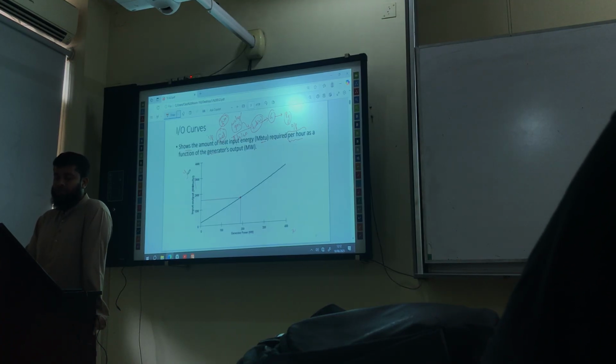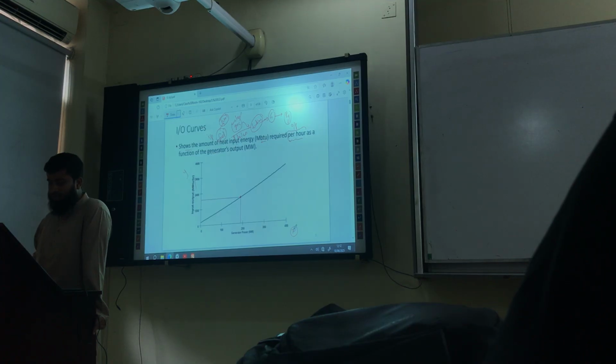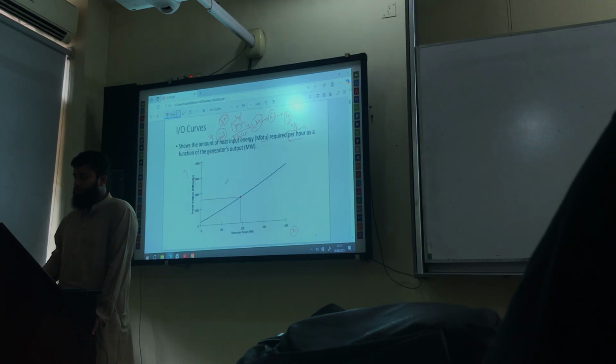Can anyone say which one is the independent axis and which one is the independent variable? Actually, the x-axis is the independent axis, right? The y-axis is the dependent axis. So here you can see that the generator power is labeled across the x-axis, and this is on the y-axis. So it means that the generator power is the independent thing and this is the dependent thing, right?